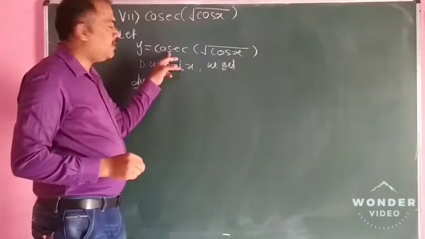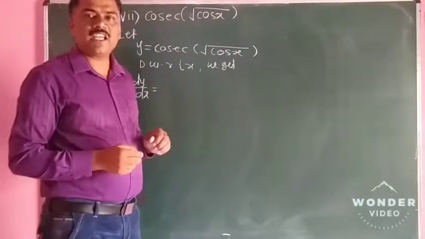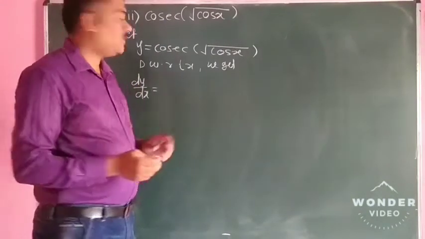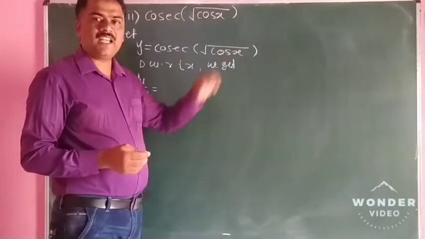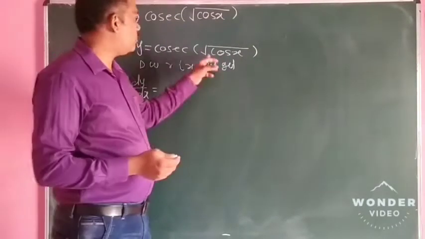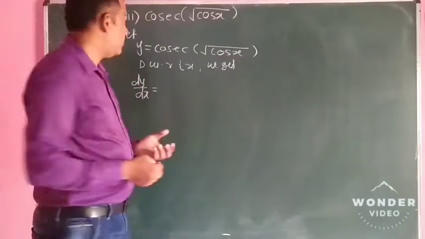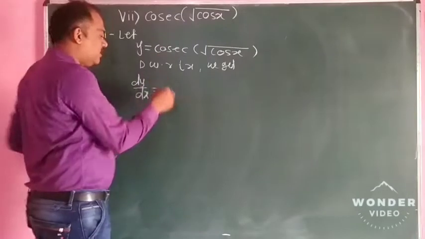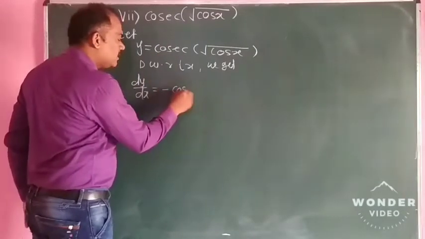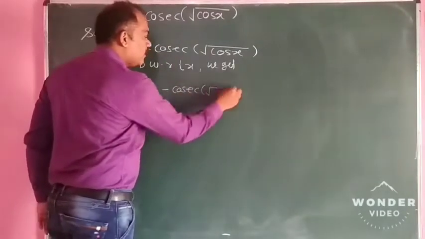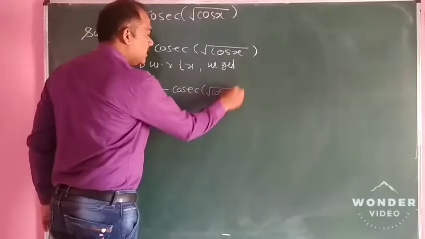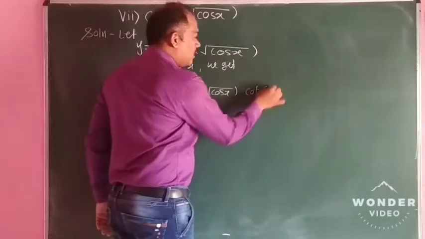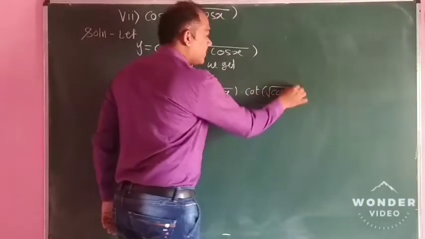Now what is the derivative of cosec? The derivative of cosec x is minus cosec x into cot x. What is x here? Root of cos x. Now the derivative of cosec x is minus cosec x into cot x, and by using that formula we can write minus cosec of root of cos x into cot of root of cos x.